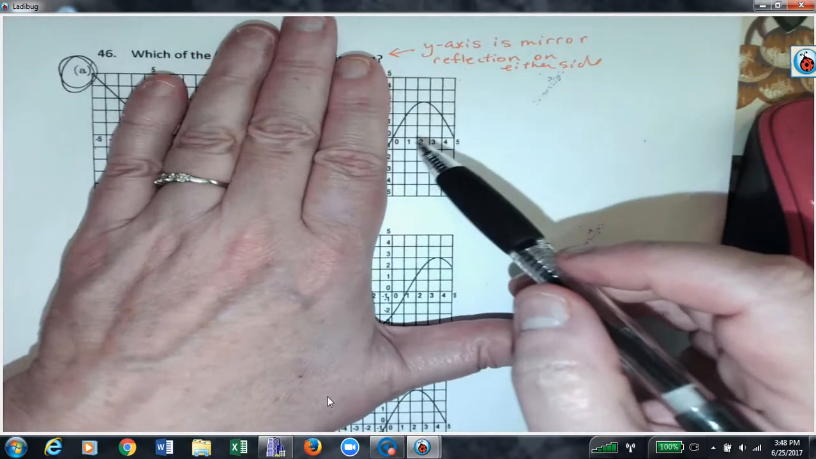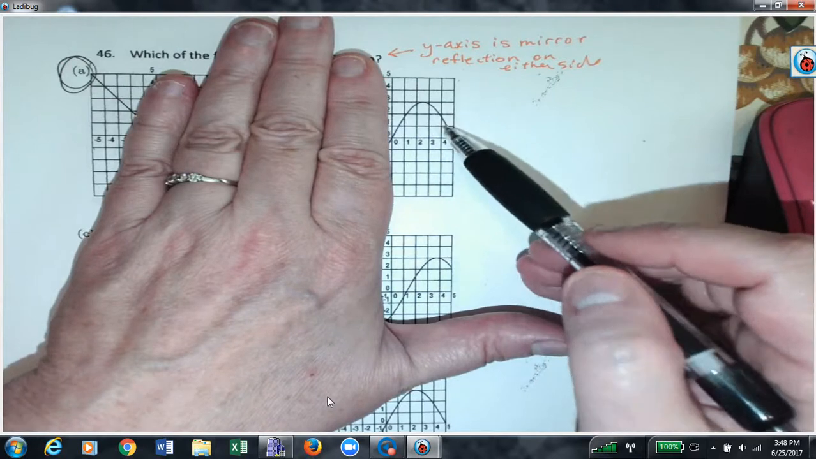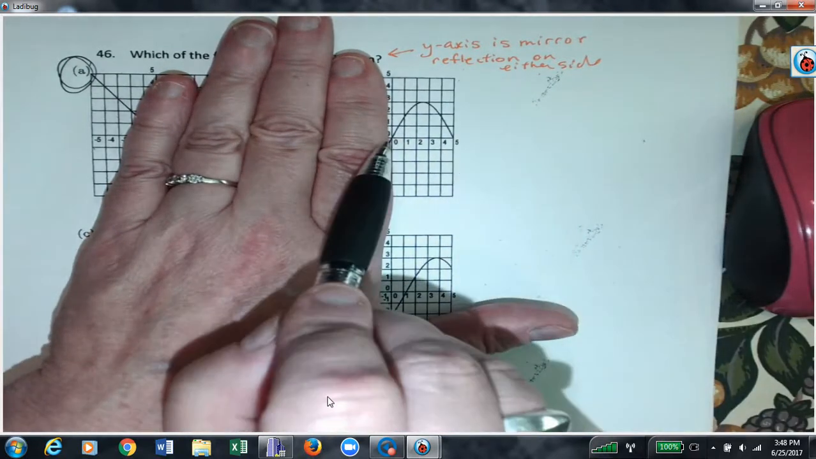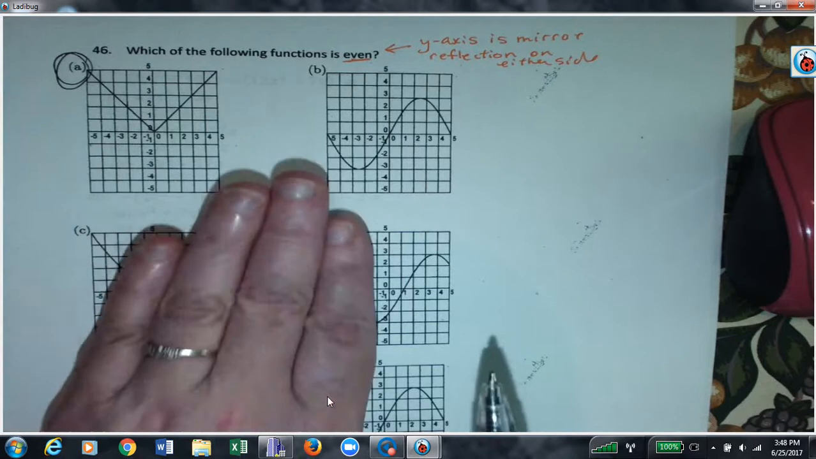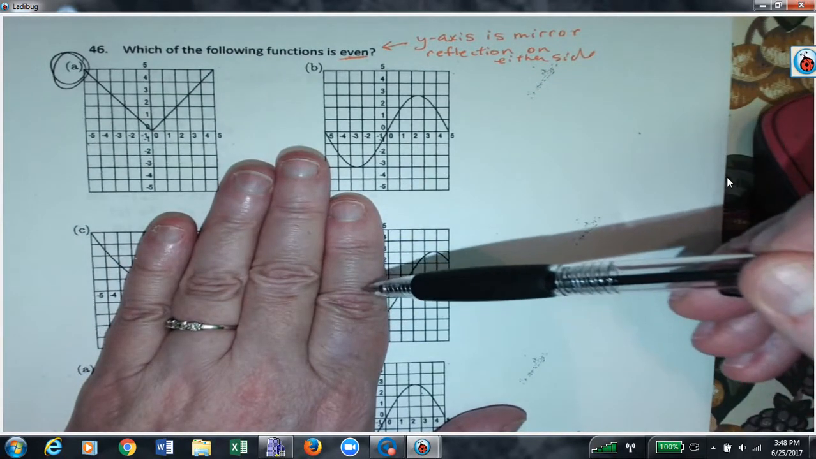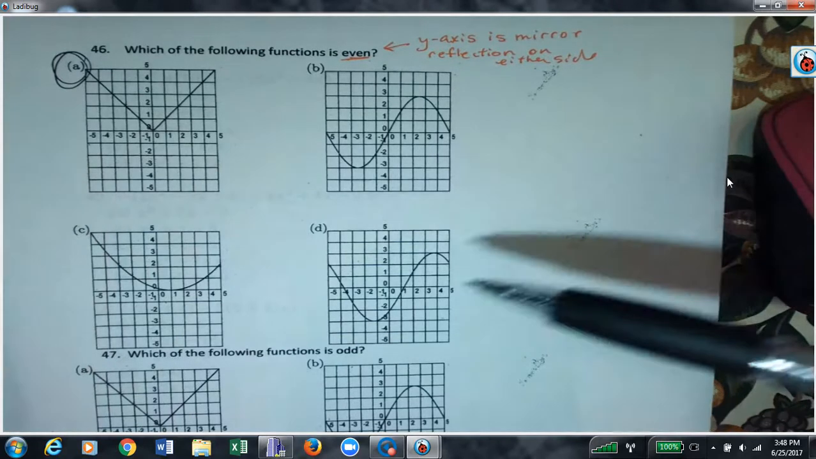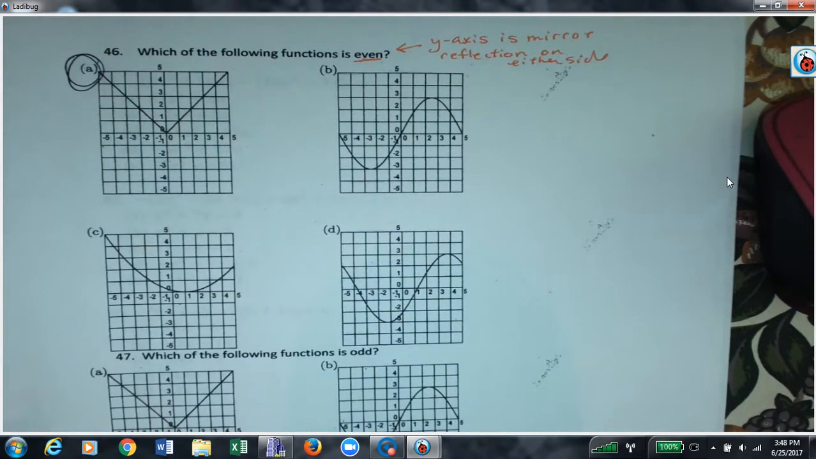And it doesn't matter which side you start on. If this guy is looking into the mirror, the y-axis is a mirror, I'm expecting his reflection to look like that, and it's not what I get. If this guy's looking in the mirror, I'm expecting his reflection to look something like that. I don't get that. Okay, so even, it's clearly going to be A. 46 is A.